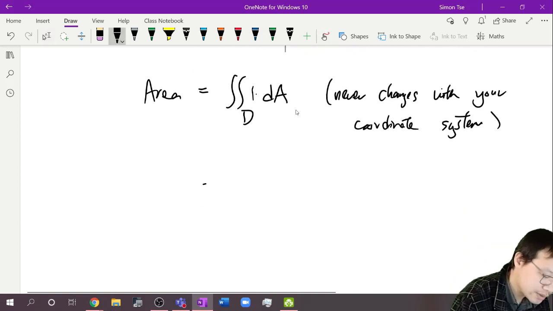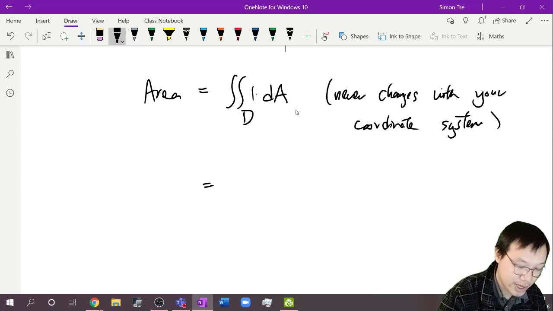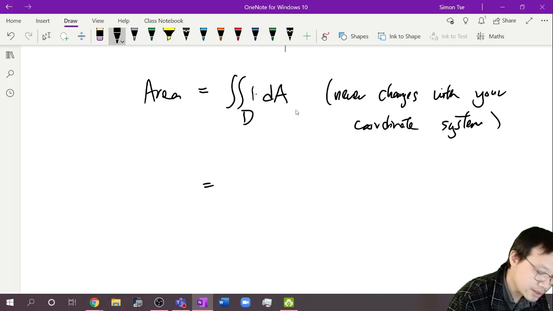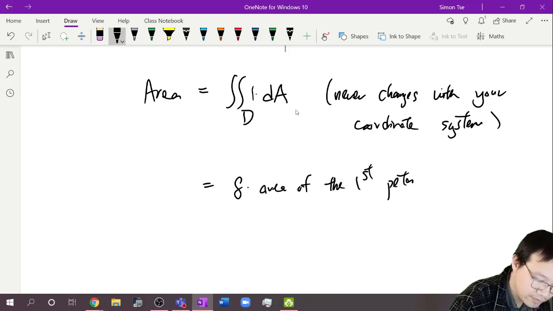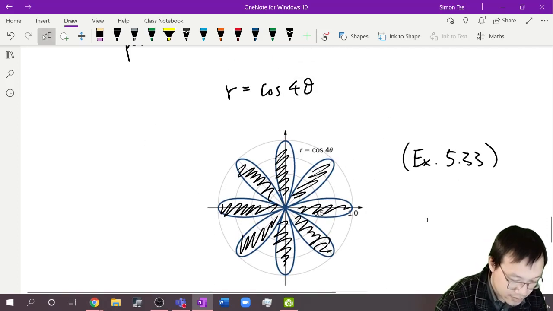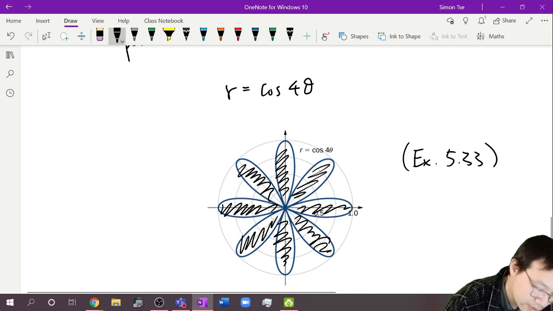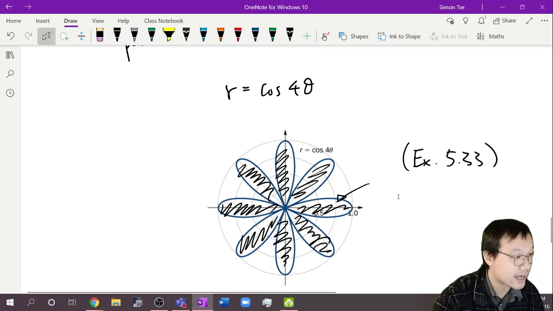So first, let's just use an English sentence to express how I'm going to simplify it. It is 8 times the area of the first petal. Okay, so look at the area of this first petal. Which one do we want to choose? We'll choose this as the first one, which is hitting at the positive x-axis.